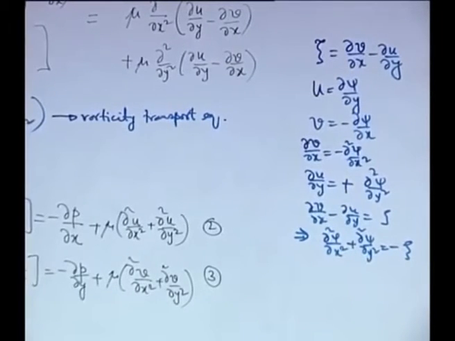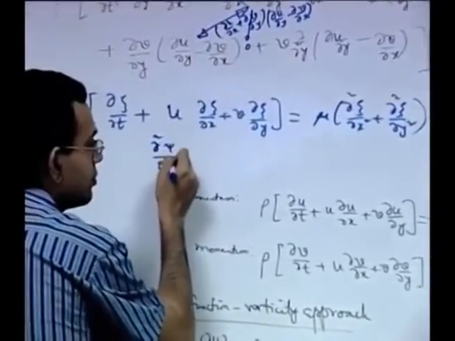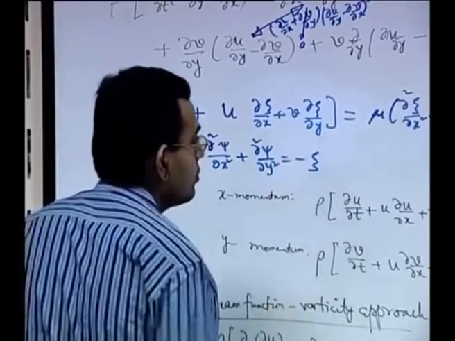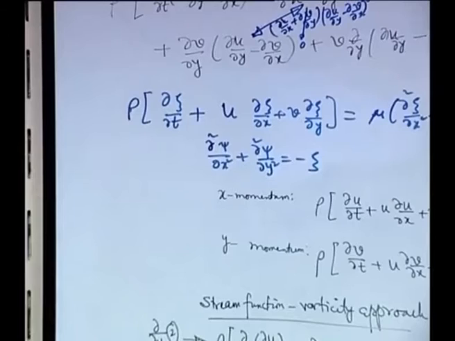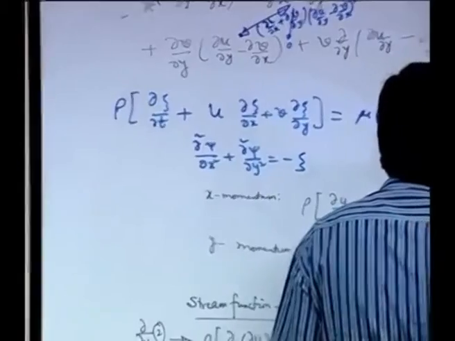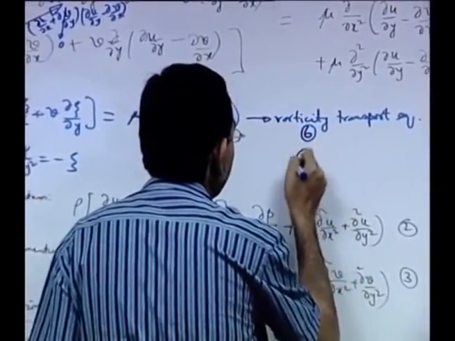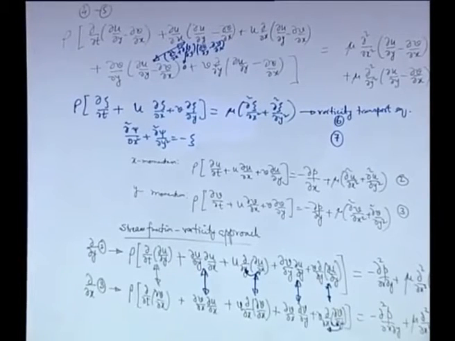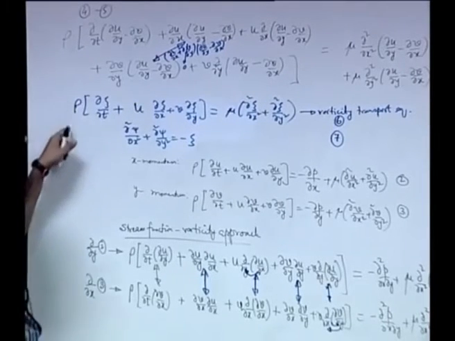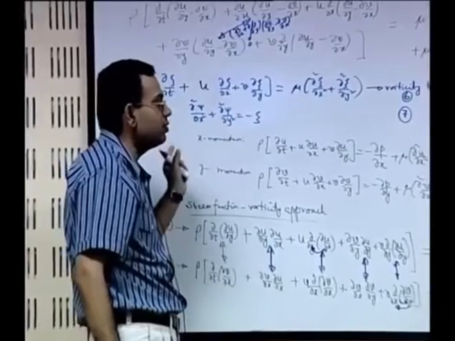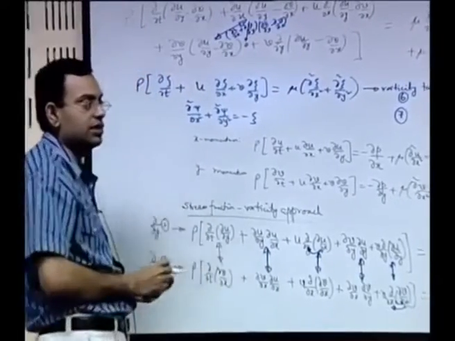So, you can have the governing equation for stream function, which couples the stream function with the vorticity in this way. So, this vorticity transport equation, let us call it equation number 6, and let us call the stream function equation as equation number 7. So, then what we can say is that these are two coupled equations, and numerical solution of these two coupled equations form the basis of the stream function vorticity approach.